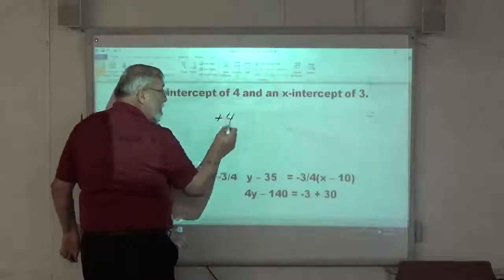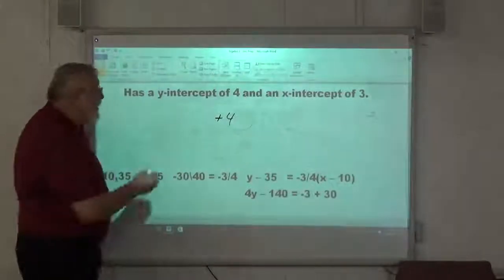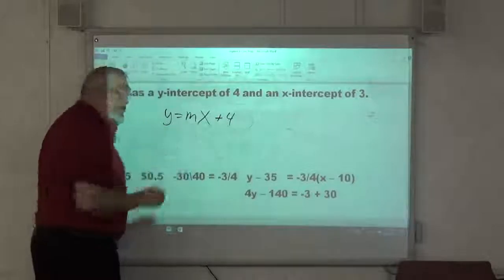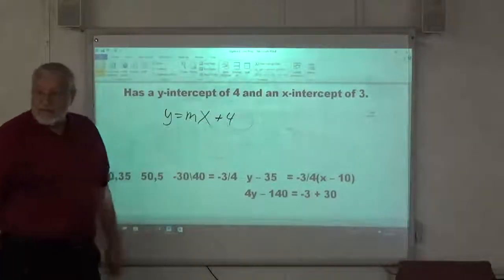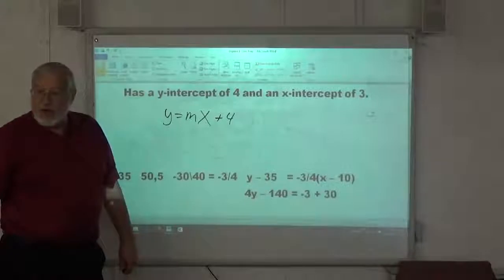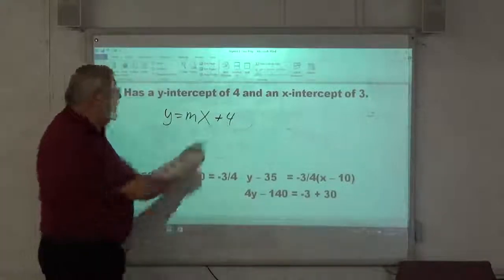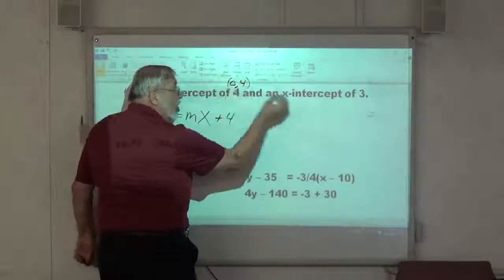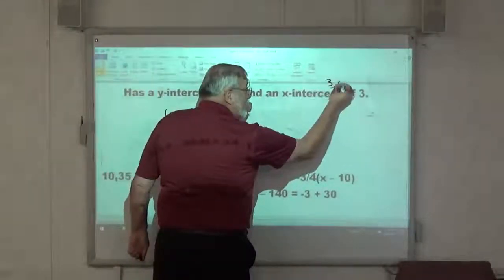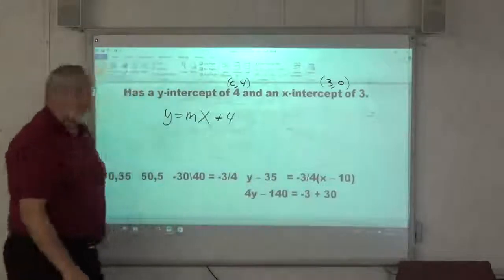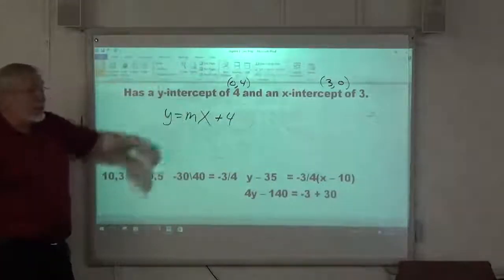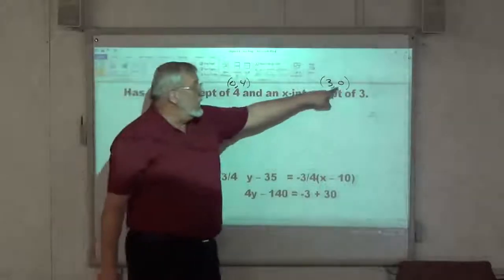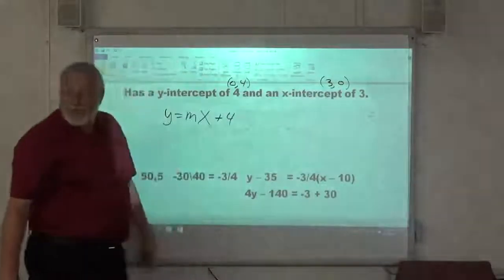Y equals mx plus b, so y plus 4. Well, I know that's this. Now, how do I find the slope? Well, this point is an x of 0 and a y of 4. This point is a y of 0 and an x of 3. Right. I got that. So, give me the slope, from here to here. Oh, wait, you subtract. I remember.